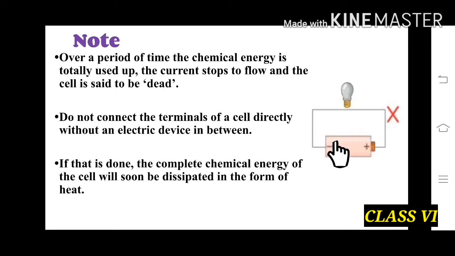Do not connect the terminals of the cell directly. We should not connect the negative terminal directly to the positive terminal without any electric device like a bulb. What will happen? The circuit will blast. If that is done, the complete chemical energy of the cell will soon be dissipated in the form of heat. So it will burst in the form of heat.